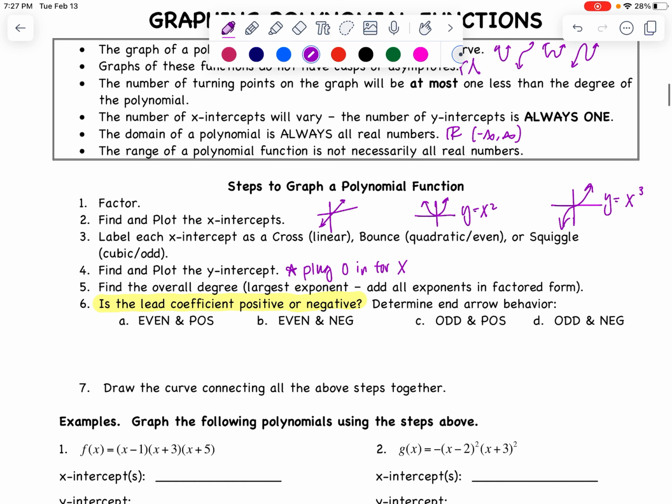So if you see that you have an even and positive function, we're going to go upwards. Even and negative, we're going to go down. If it's odd and positive, we're going to start going down and then up. If it's odd and negative, we're going to go up in the negative direction, down in the positive direction. Okay? And then the last step is to draw the curve connecting all the above steps together. All right, so that was a lot. Let's apply it to some example problems.